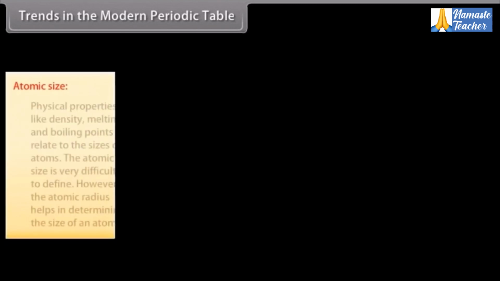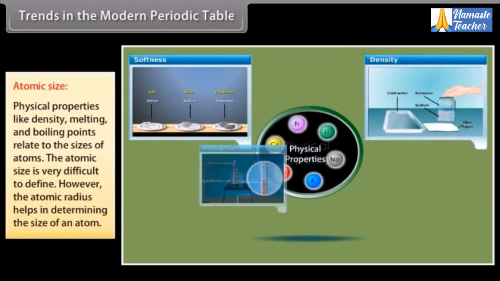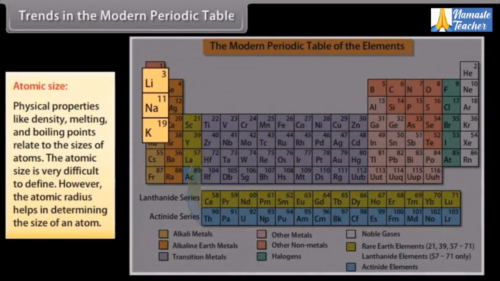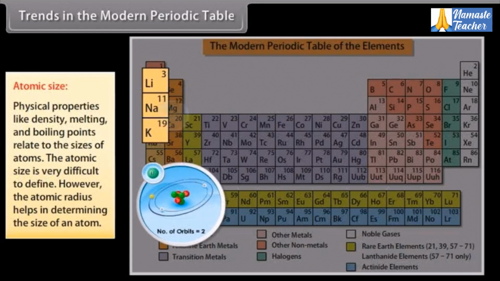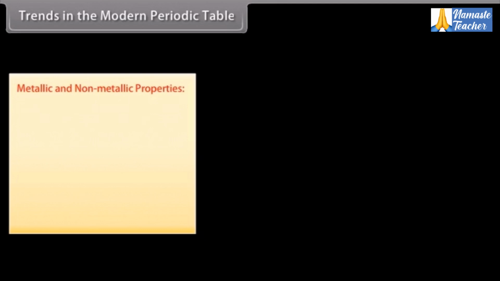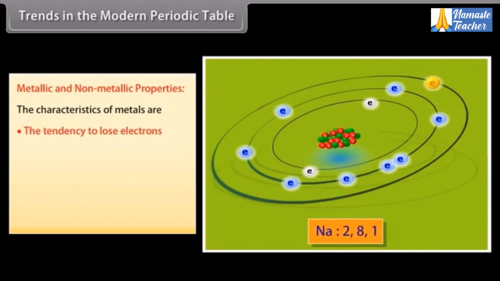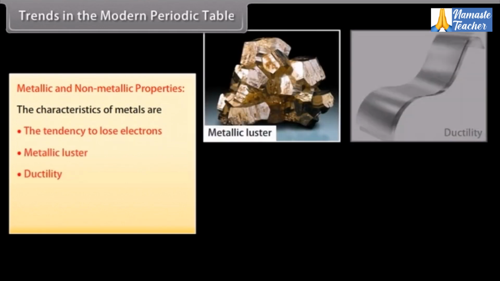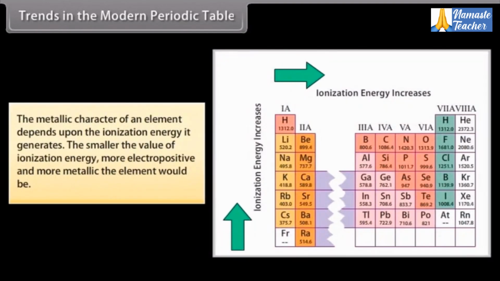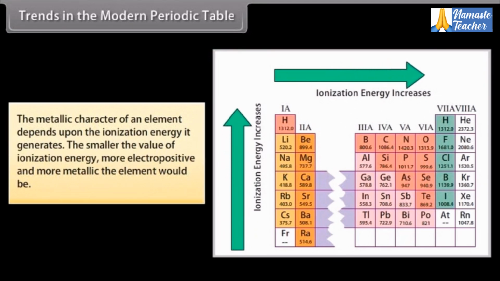Atomic size. Physical properties like density, melting, and boiling points relate to the sizes of atoms. The atomic size is very difficult to define. However, the atomic radius helps in determining the size of an atom. Metallic and non-metallic properties. The characteristics of metals are its electropositive character, which means the tendency to lose electrons, metallic luster, ductility, malleability, and electrical conductance. The metallic character of an element depends upon the ionization energy it generates. The smaller the value of ionization energy, the more electropositive and more metallic the element would be.